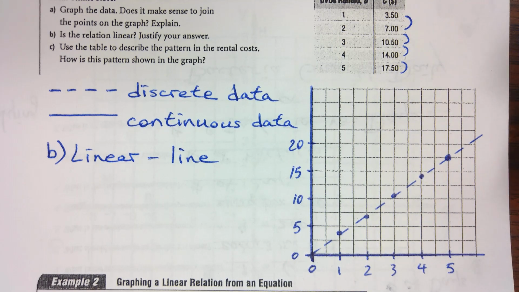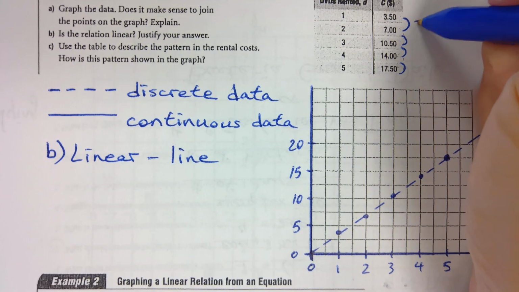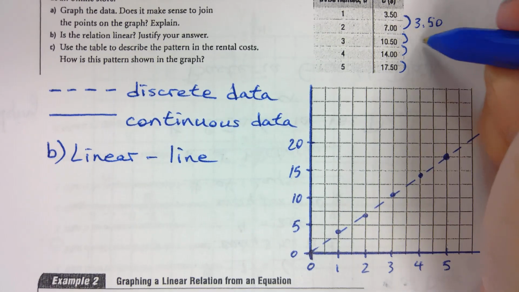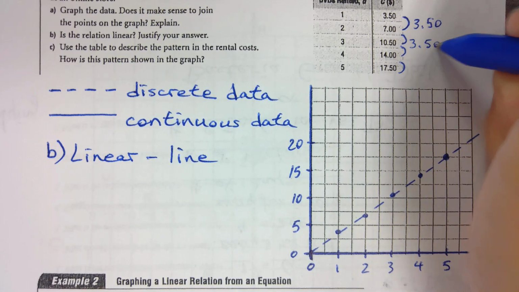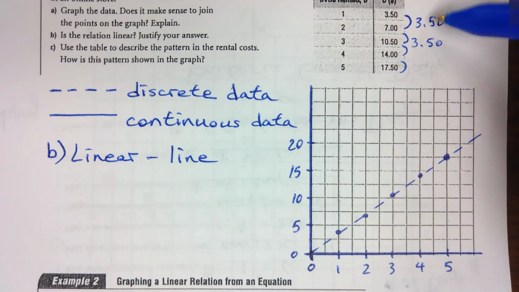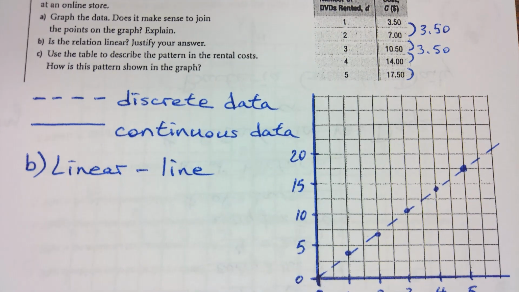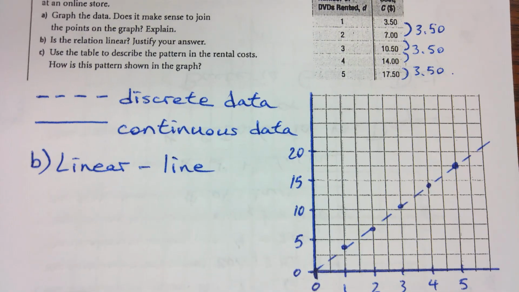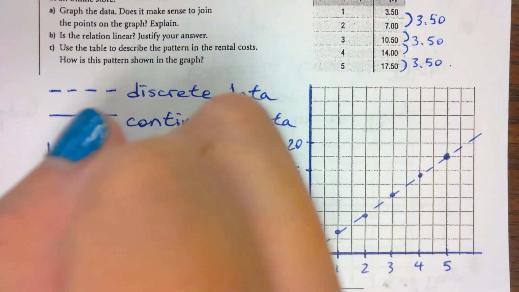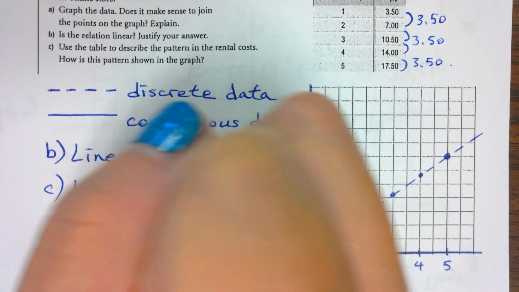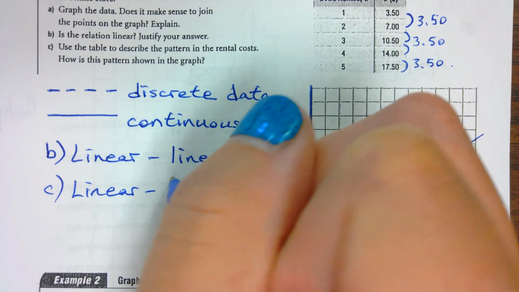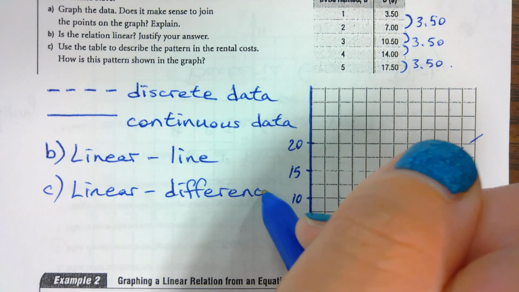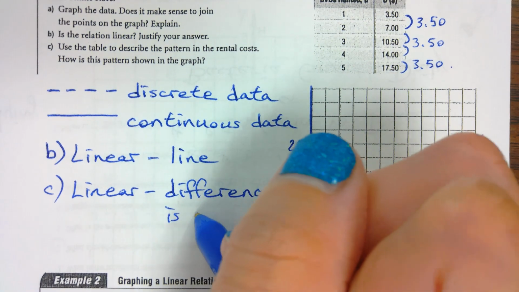Try it. 350. That's right. If you check, every single step right here is 350, 350, 350. So that means it's linear. When this is all the same, it's linear. Okay. So it also tells you that it's linear because the difference is the same.